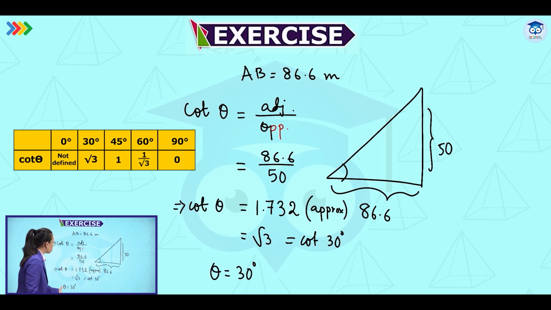So in the first case, we have theta 45. Now we have 30 degrees. So it's not compulsory that we always have to use tan. We can use cot and calculate also sometimes, okay?